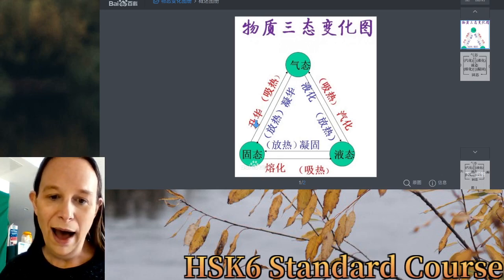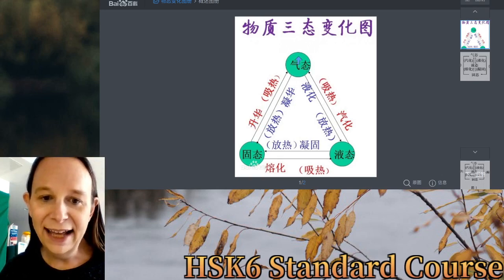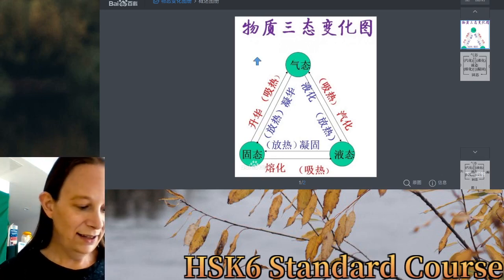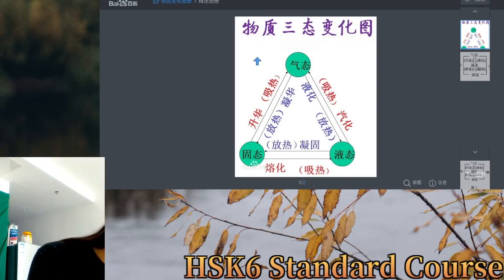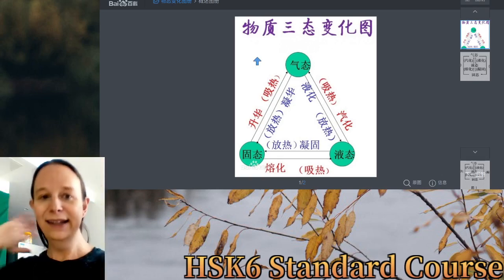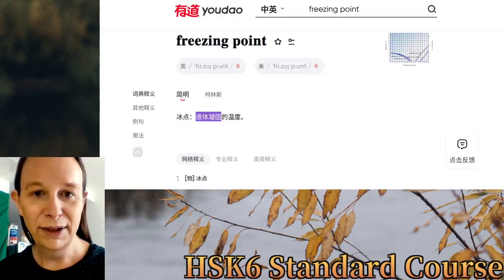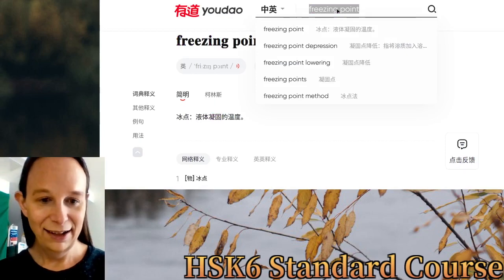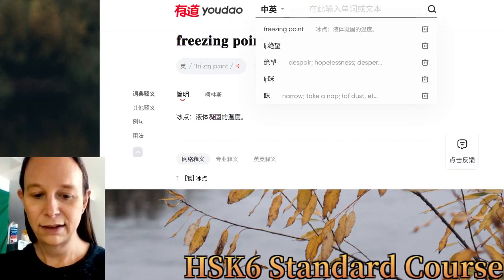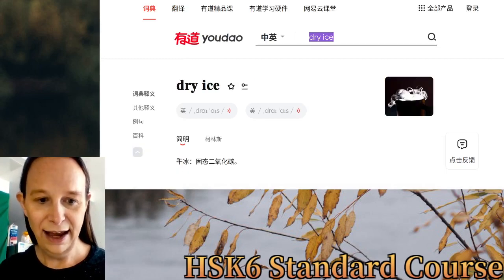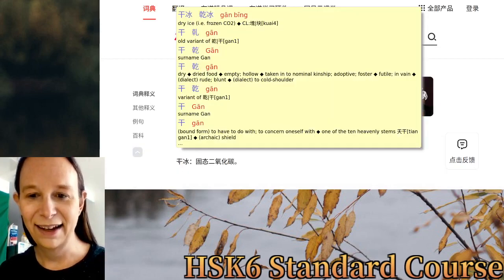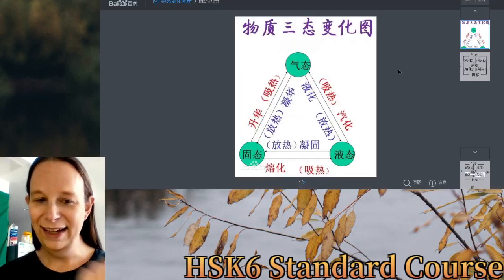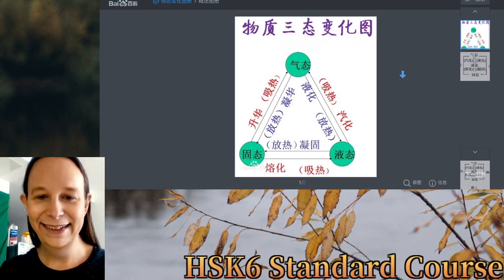升华 is going from solid to gas. 吸热, so that would be like solid carbon dioxide, 固体二氧化碳. What do we call it in English? Solid carbon dioxide. Oh, dry ice. 干冰. Oh, it's the same thing. Literally dry ice. Yeah, a lot of the time physics and scientific concepts are identical in English and Chinese.